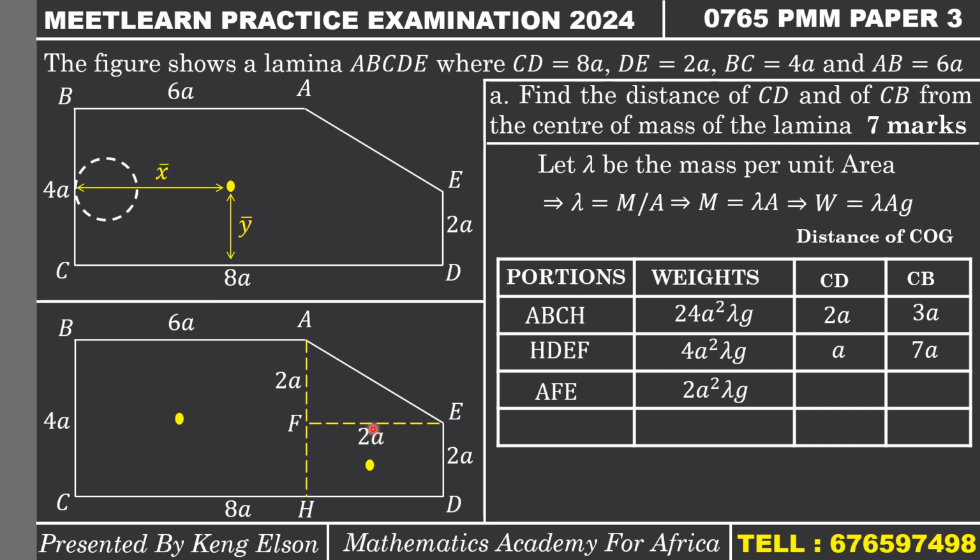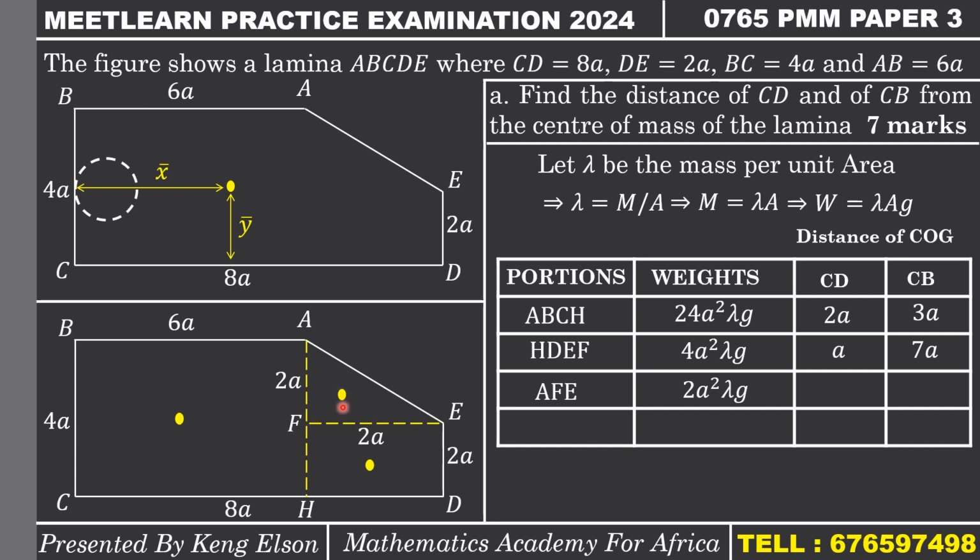The base and the height are the same, so when you multiply the base and the height, we have 4a squared. Then we take half of it, we have 2a squared. Then we multiply with lambda g. Like I was explaining earlier, a right angle triangle has no center. It has an orthocenter or a circumcenter. So the center of mass will lie at that orthocenter.